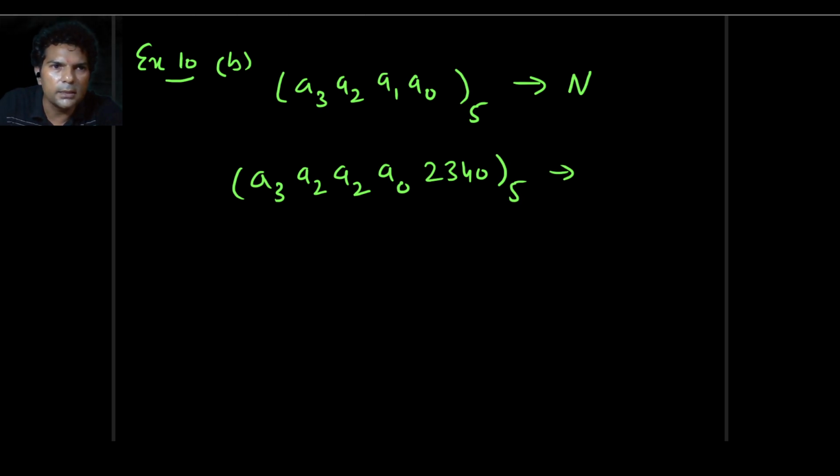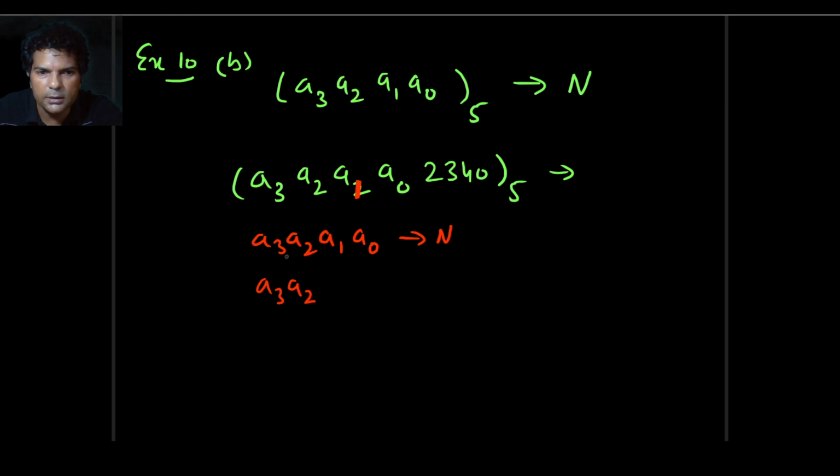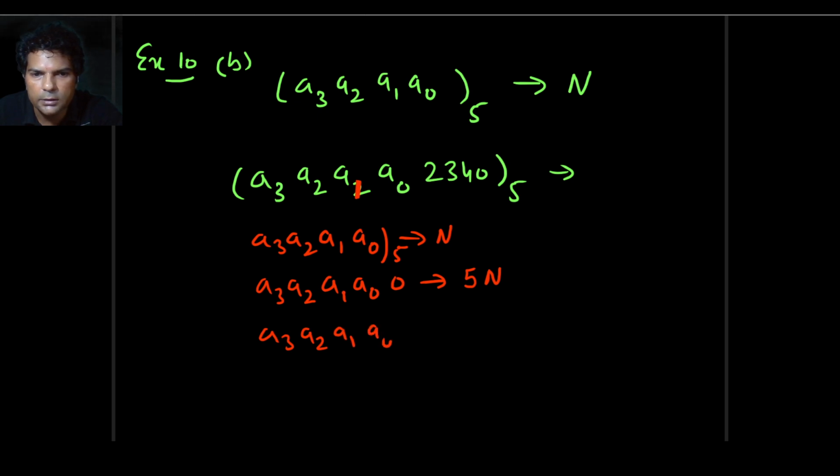So now the answer is, see, A3, A2, sorry, here A1 is there. A1, A0, and this is N. Now A3, A2, A1, A0, 0 is 5N because base 5 is there. This is the base 5. Now A3, A2, A1, A0, 2 is 5N plus 2.